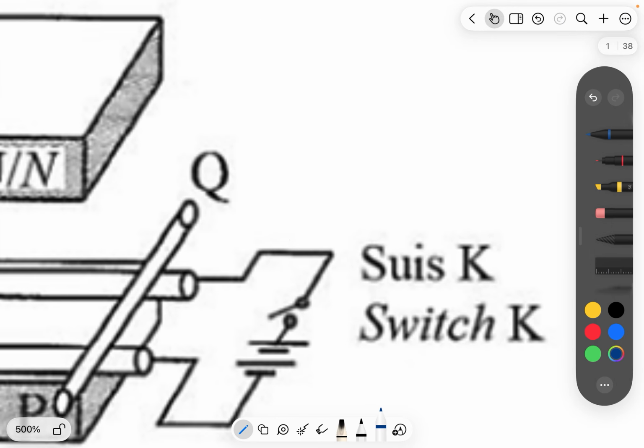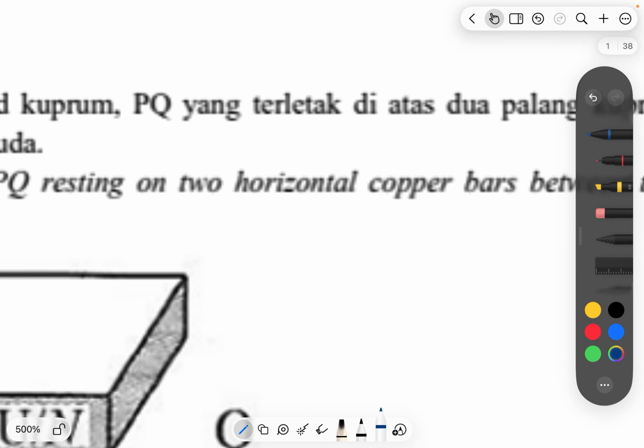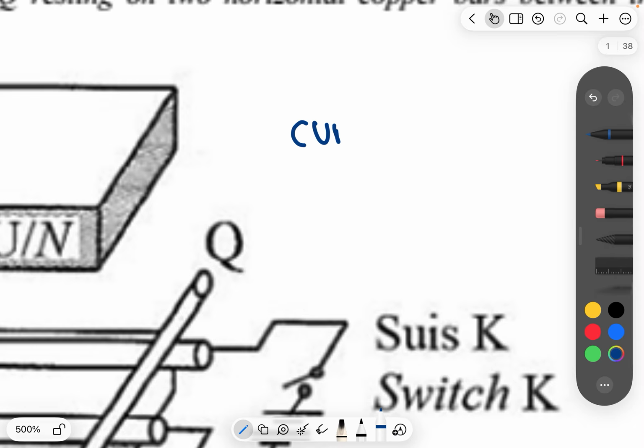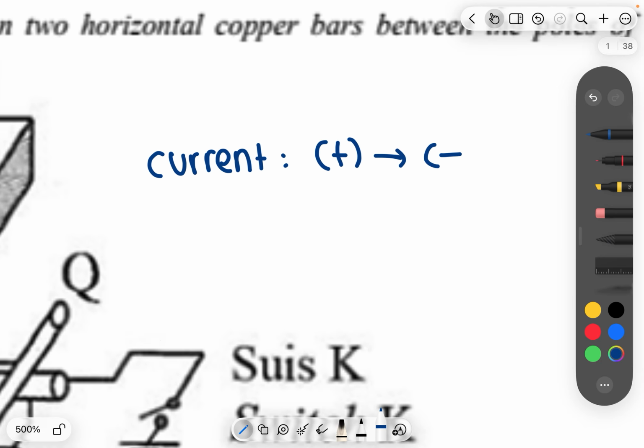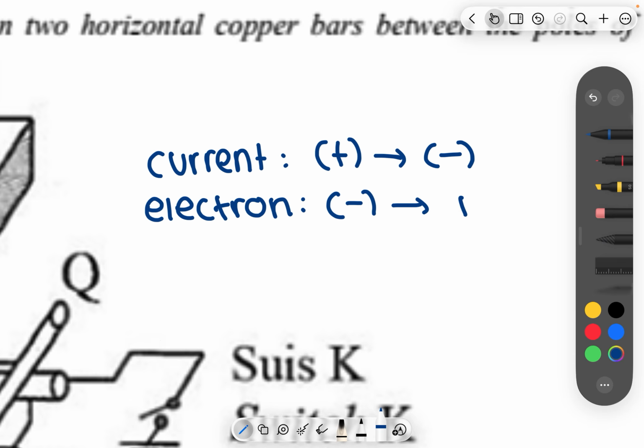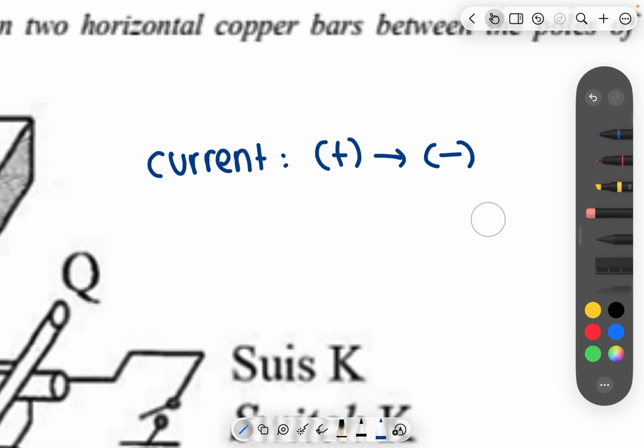Now, mark the direction of current flow in the copper rod when the switch is closed. Okay, so we have to know that current always travels from positive to negative. It always starts from positive to negative. And electron is like the opposite of current, so it will be from negative to positive. But we don't need to know about electron right now. We just need to know for current.